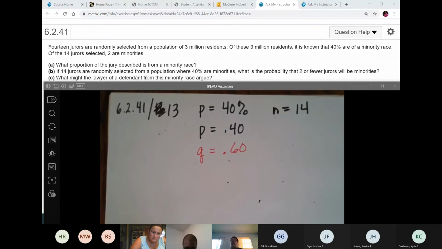I need you to write down this question, and I need you to put a big X through the 3 million, because they're trying to throw you off. And 2 are minorities.